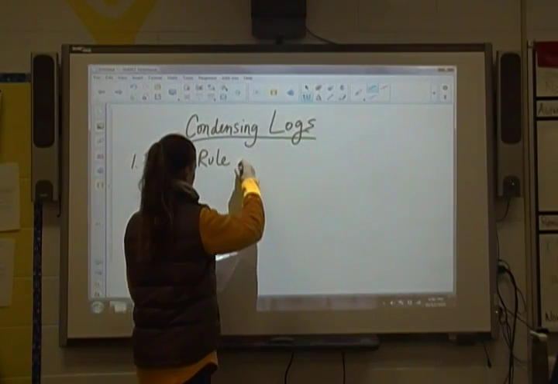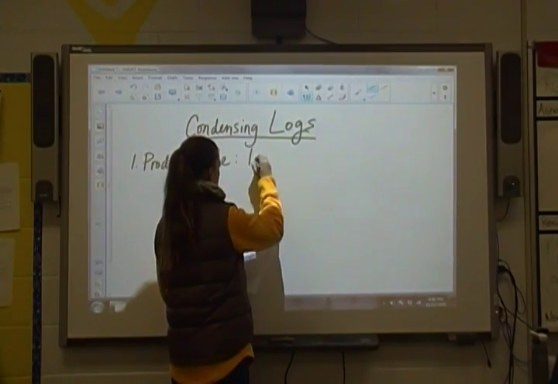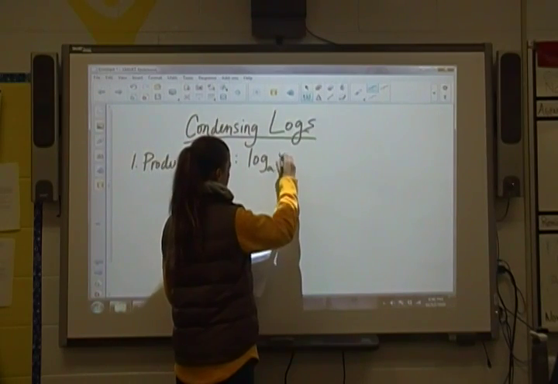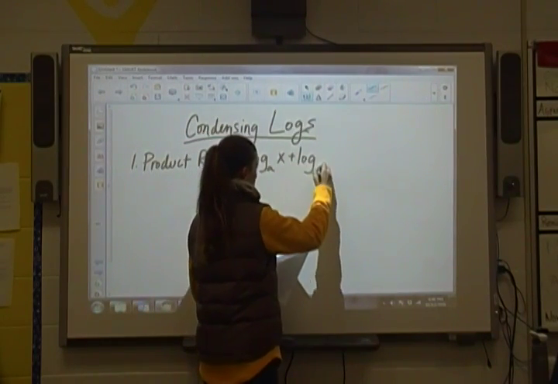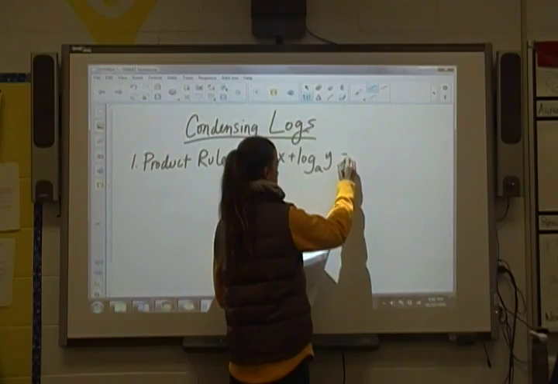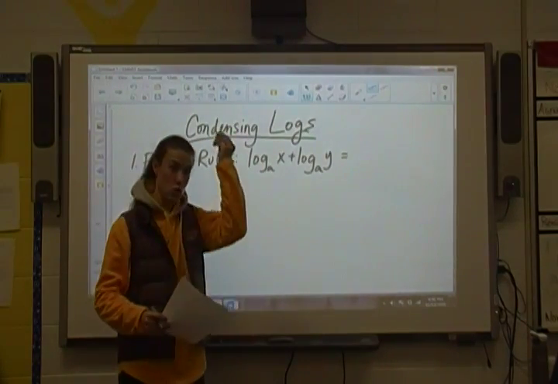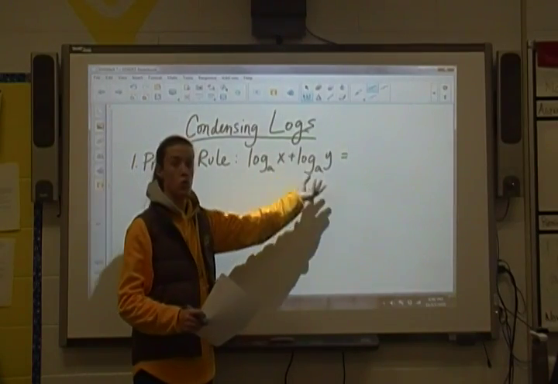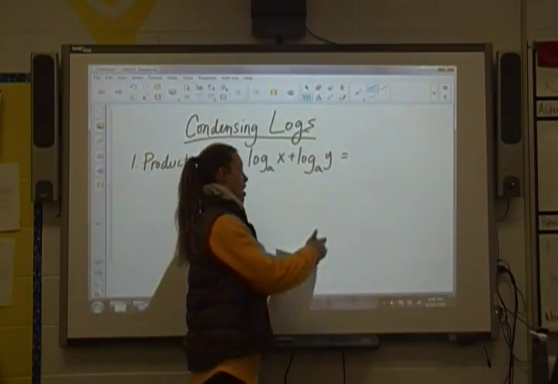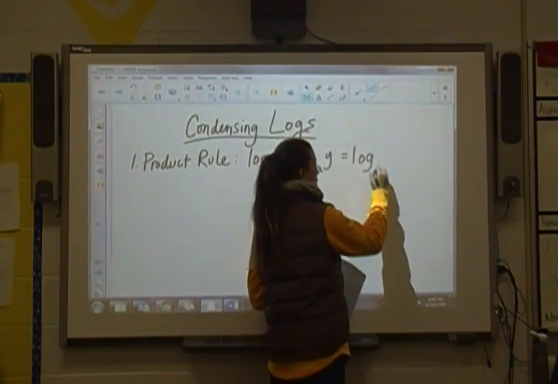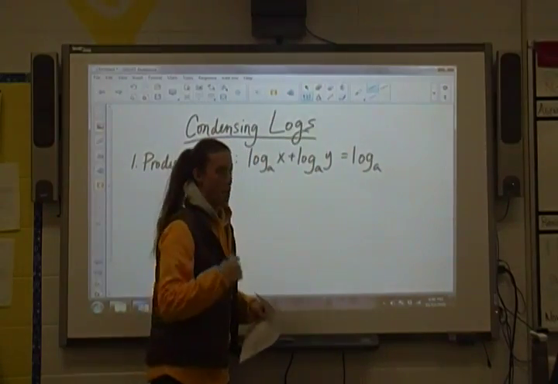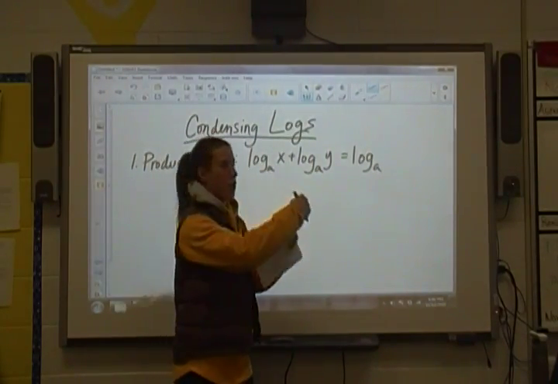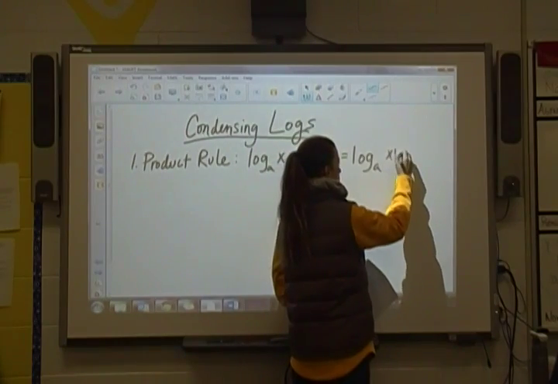which says that if we have log base a of x plus log base a of y, if we want to condense them into one logarithm, the key thing here is that it goes from having 2 logs to just 1 log, as long as they have the same base, which they do, log base a, and then addition means that we're going to multiply. So that just becomes xy.